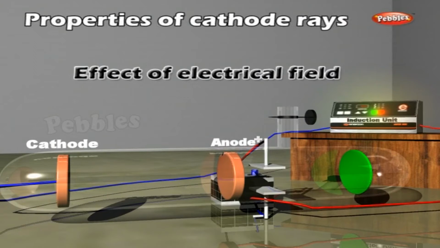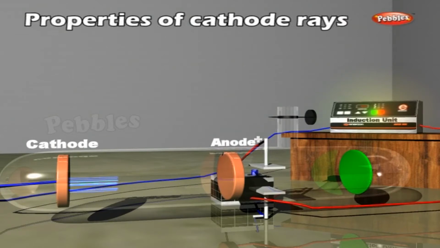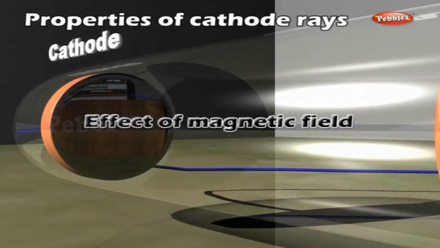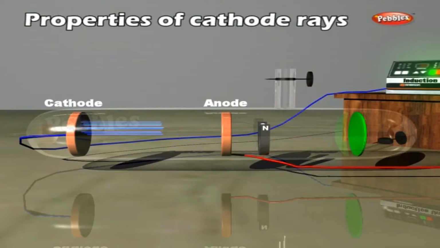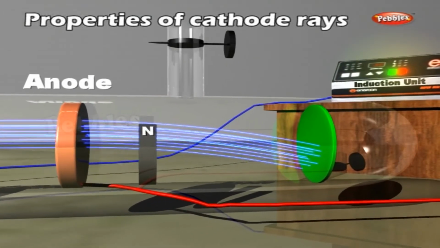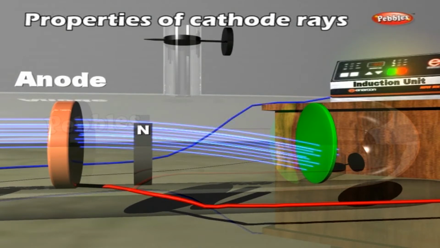Effect of electrical field. When electric field is applied to a stream of cathode rays, they get deflected towards positive plate. It shows that the cathode rays are negatively charged. Effect of magnetic field. When magnetic field is applied, the cathode rays get deflected. The direction of deflection again indicates that the cathode rays are negatively charged.